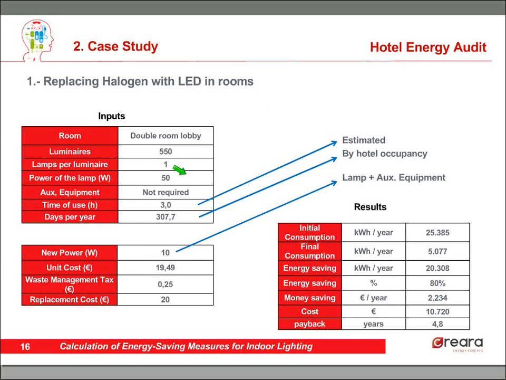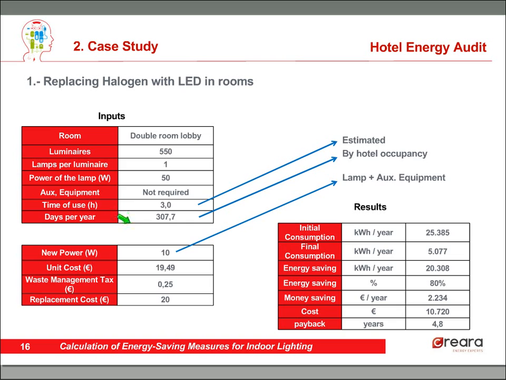Okay, our first measure is in the rooms. We're going to replace halogen with LED in rooms. So here we have the inputs. We have the double room lobby. We have 550 luminaires and only 1 lamp per luminaire. The power of the current lamp is 50 watts, and these lamps don't require auxiliary equipment, so we only consider the 50 watts of the lamp. The time of use is 3 hours a day. This is an estimation that the light of the rooms is used 3 hours a day.